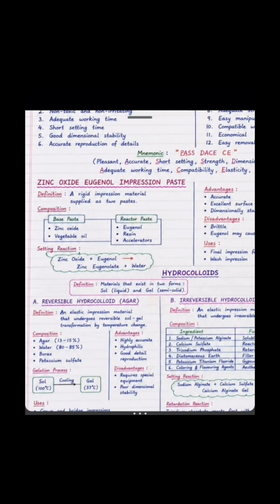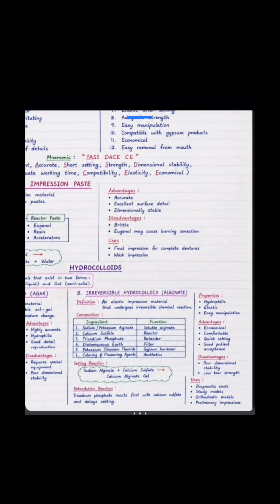Then comes our irreversible hydrocolloid, that is alginate. It is the most used material in the clinic, okay, and you all know it. So let's talk about alginate. So what is it? It is an elastic material that sets via chemical reaction, meaning once it sets you cannot turn it back into a liquid. That is why it is called irreversible. Key ingredients and roles: the key ingredient is sodium potassium alginate. Its role is the soluble alginate base.